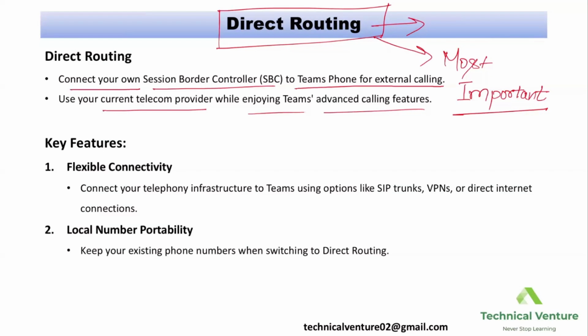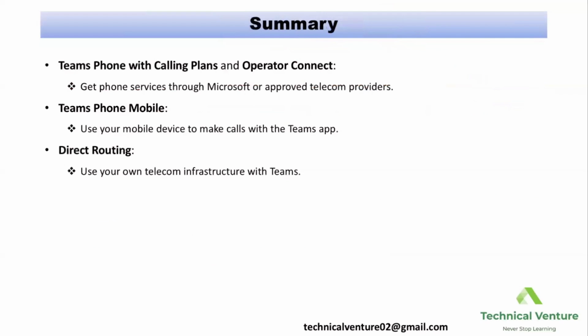Flexible connectivity: connect your telephone infrastructure to Teams using options like SIP trunks, VPNs, direct internet connections. Local number portability: keep your existing phone numbers when switching to direct routing. This is actually the main summary.